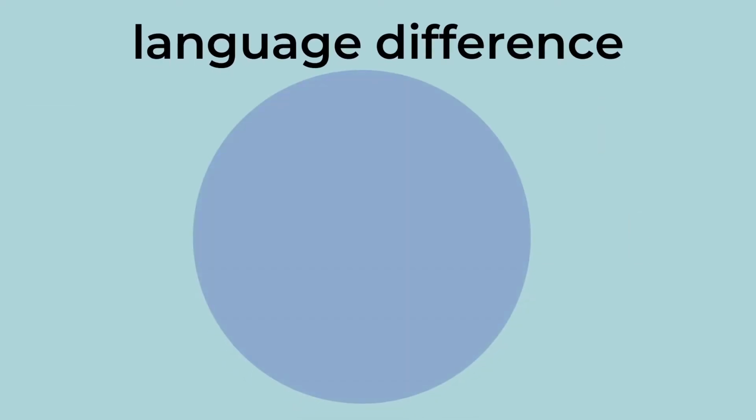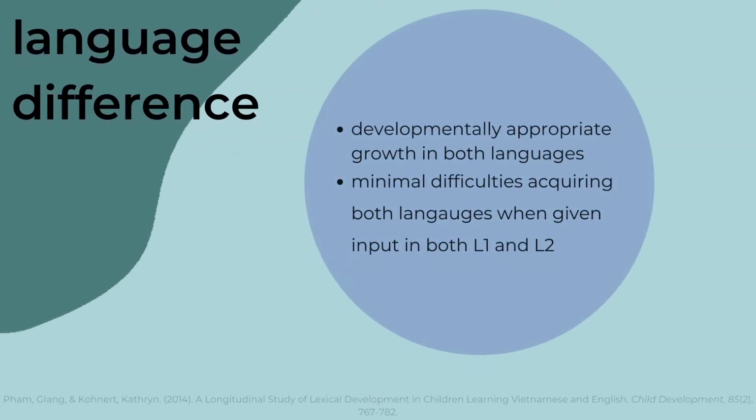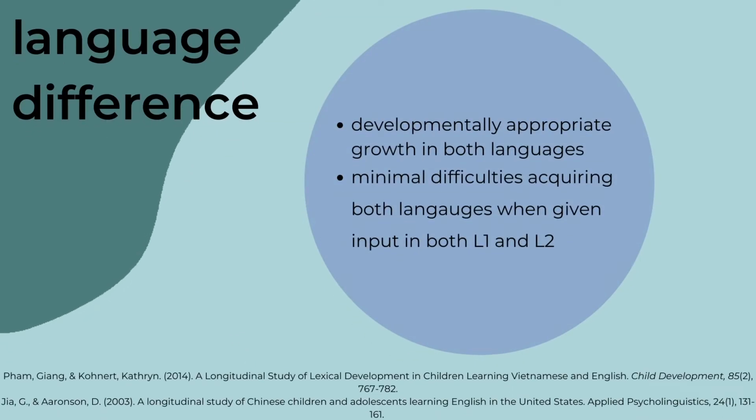First, we will discuss language differences. Language differences reflect the natural process of language acquisition. While children with language differences may exhibit miscues when learning or using language, they still show developmentally appropriate growth, meaning that they reach milestones at the same trajectory and at the same time as typically developing English-speaking monolingual children. They also are able to acquire each language when given input in their first and second language.